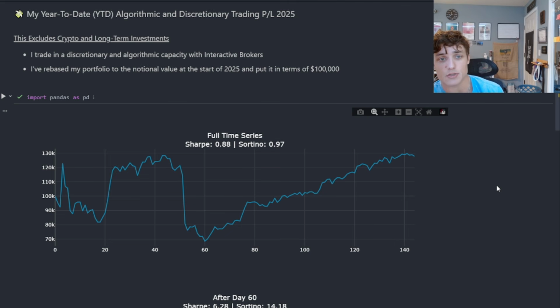This P&L excludes crypto and long-term investments. So I'm not talking about crypto and I'm not talking about my long-term retirement portfolio. I'm talking specifically about my algorithmic and discretionary trades.